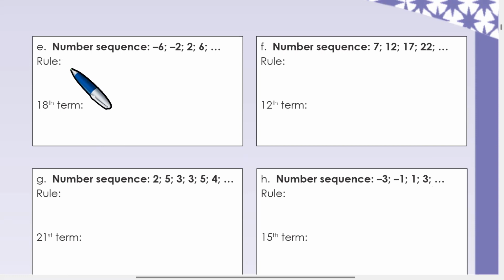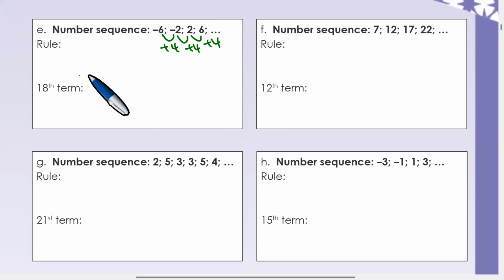So you add 4. Well done. Plus 4, plus 4, plus 4. So what is the rule in the E part? The rule: you always take the number you're adding and multiply by the position. And then what do you add or subtract to get minus 6 here? There's something you must add or subtract to get minus 6 for the first term. What is it?